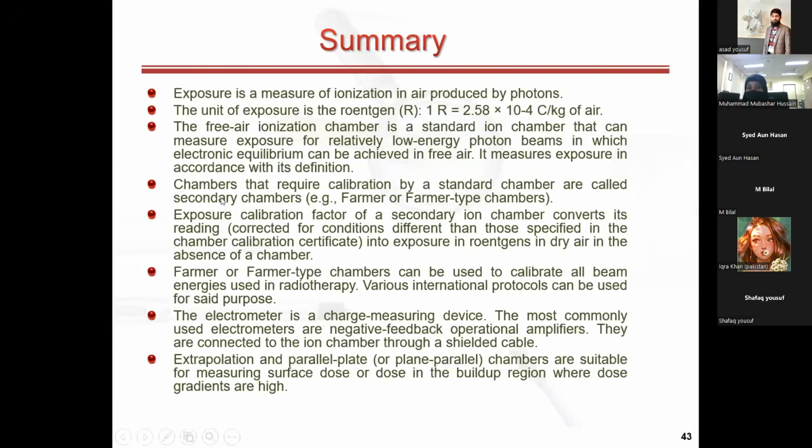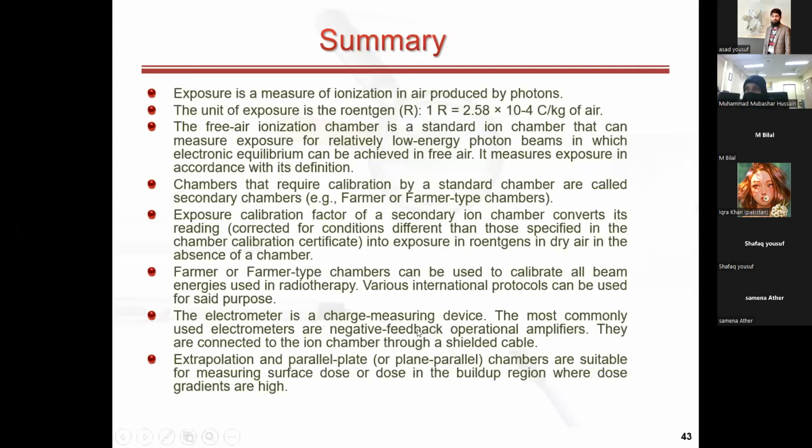Chambers that require calibration by a standard chamber are called secondary chambers. Usually these are Farmer or Farmer type chambers. The exposure calibration factor of a secondary ion chamber converts its reading into exposure, considering dry air in the presence of the chamber. That is the basic principle of cavity theory. Farmer or Farmer type chambers can be used to calibrate all energies usually used in radiation therapy, and various international protocols can be used for this purpose, for example IAEA TRS-398 and TG-51.